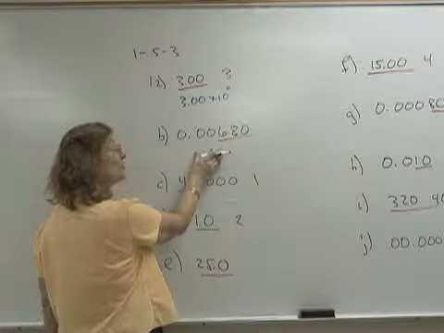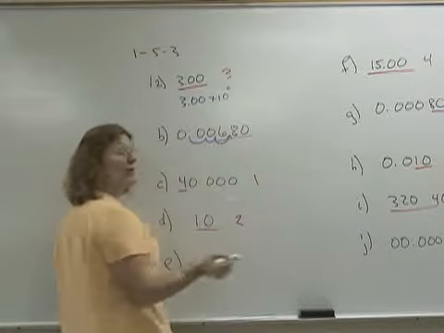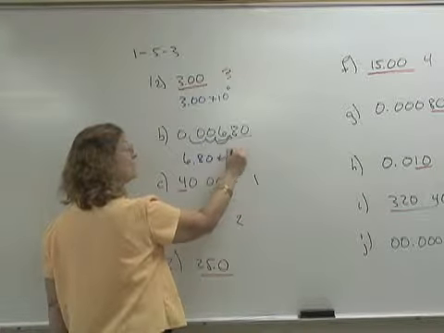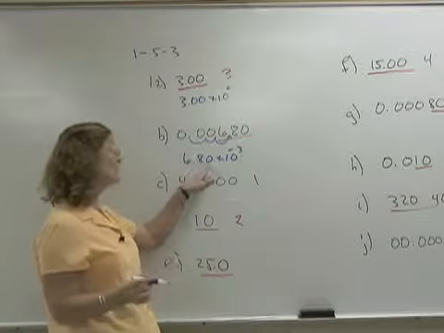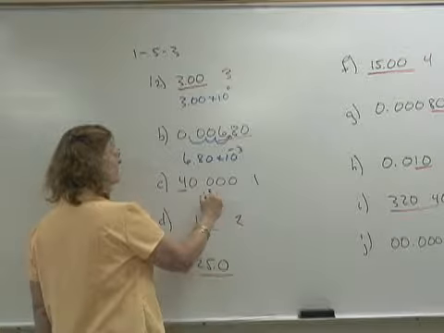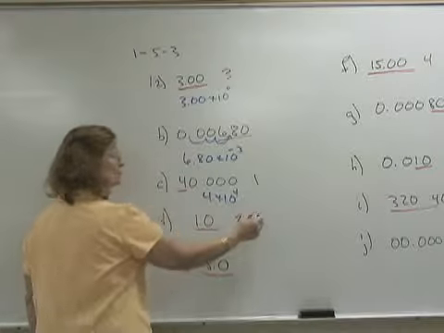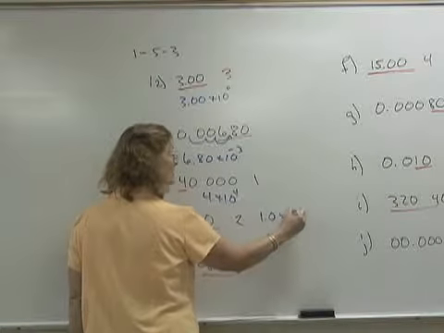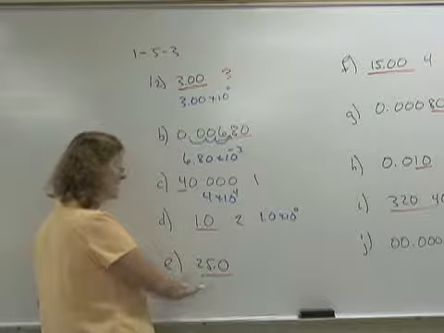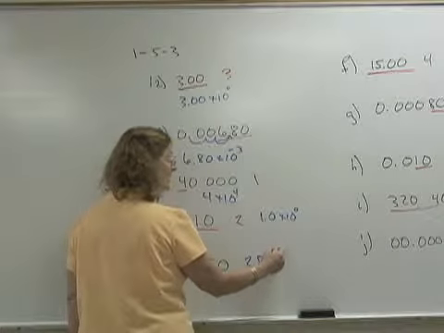In B, this number is less than 1, so I have to move the decimal behind the first regular digit, so that will be 6.80 times 10 to the minus 3, and I have to show this 0 because it was significant. In C, it's only 4 times 10 to the 4th. In D, it's 1.0 times 10 to the 0 again because it's already one whole number in front of the decimal. In E, I do have to move that decimal one place, 2.5 times 10 to the 1.